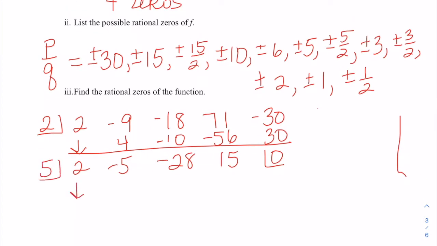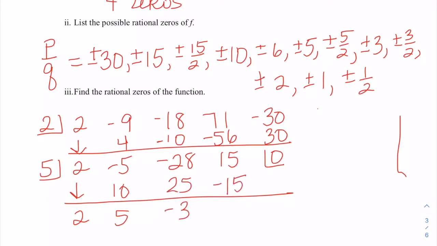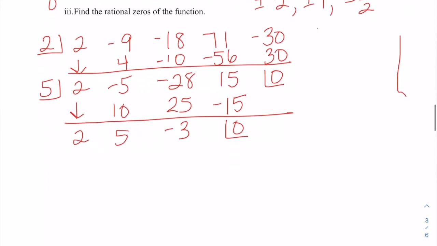All right, let's try 5. So here we're going to bring down the 2 again. We get 2, 10, add that going down, we get a 5. 5 times 5 is 25. -3, -15, again, a winner. Okay, so we know 2 and 5 work.